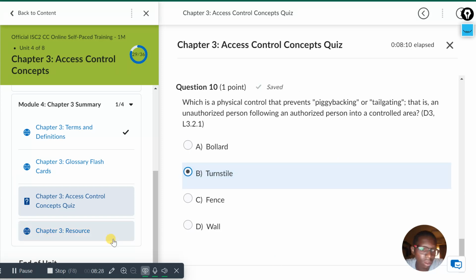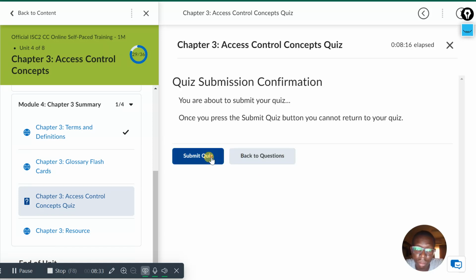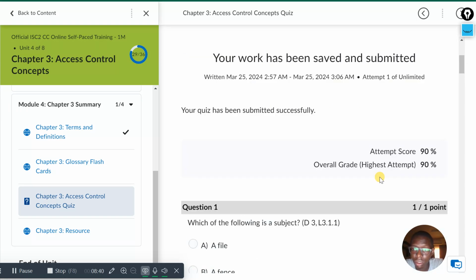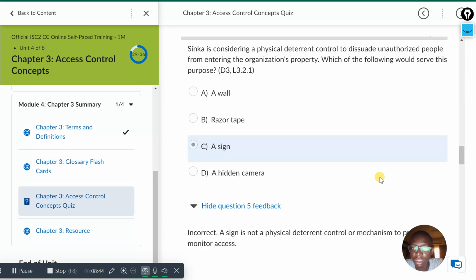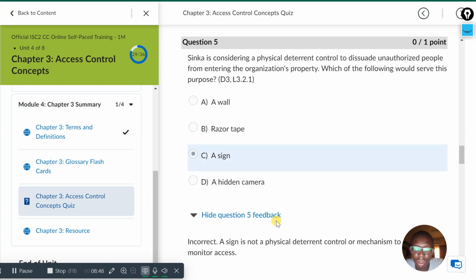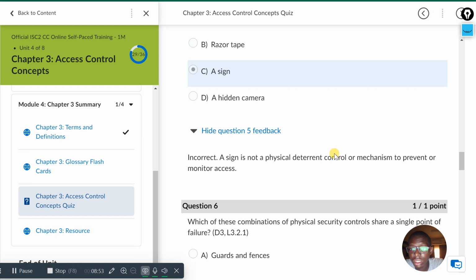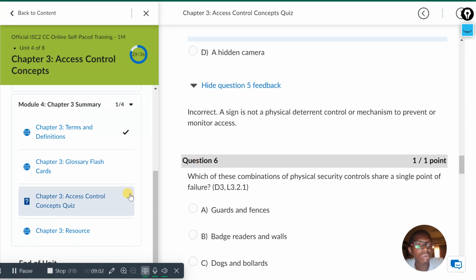So, with that, we go ahead, submit the quiz, and let's see which ones we missed and which ones we got. And let's say submitted, and we had 90%, meaning we missed one. I want to see which one that is. And yep, of course, it was this particular one. What is a deterrent? So a sign is not a deterrent control. It's just used to monitor access. So a deterrent would possibly be the razor tip, right? Razor tip, definitely.